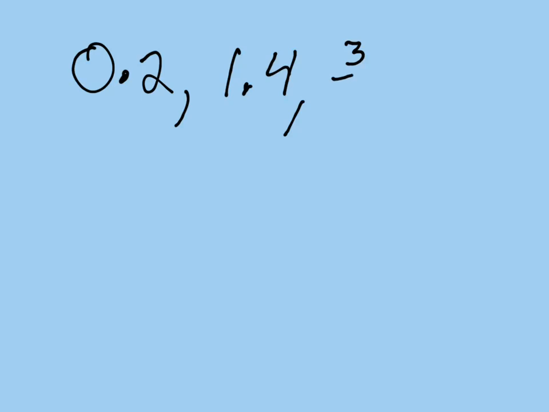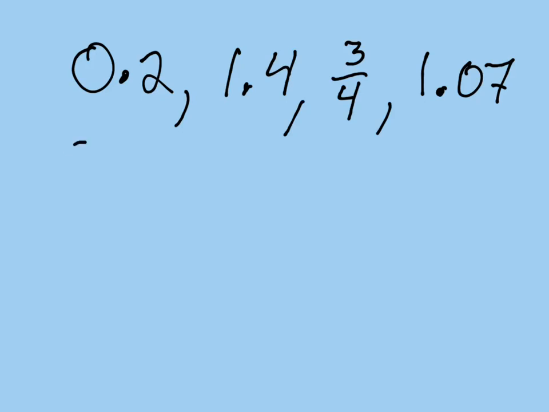So the easiest way to put numbers in order usually is to write them as a decimal. So if we write all the numbers as decimals, then that works quite well. So if I have 0.2, 1.4, 3/4, and let's say 1.07. So first thing I want to do is put them all as decimals.